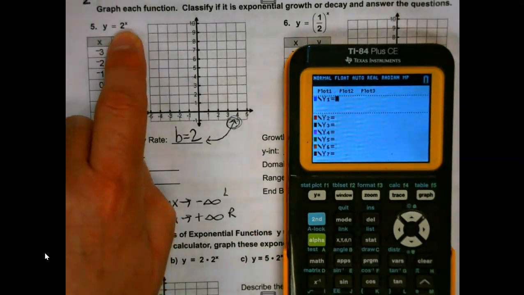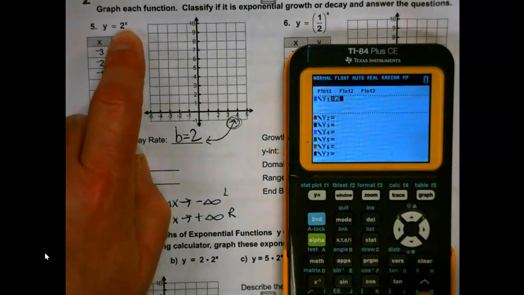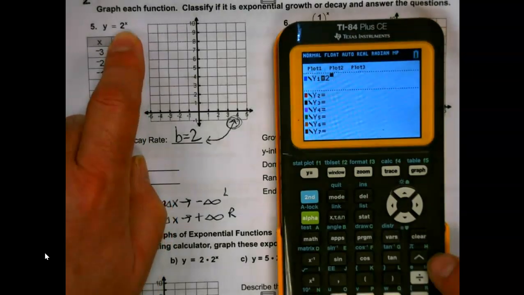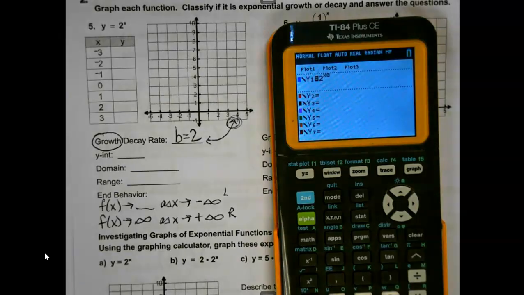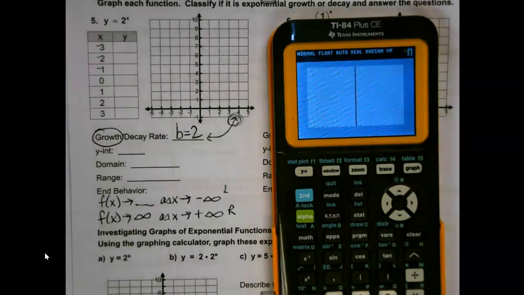2 to the x power. That's a new one. So again, here's my exponent button if it's been a while, right above divide. There's my x. So make sure it's 2 to the x power and not 2 times x. That's completely different. So we can take a peek at it for a minute here.